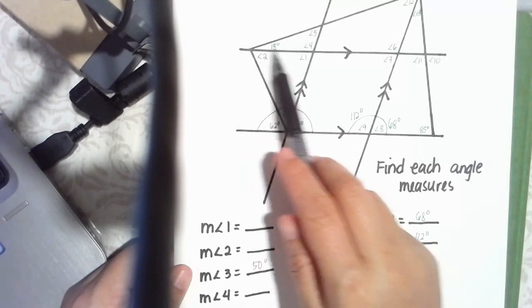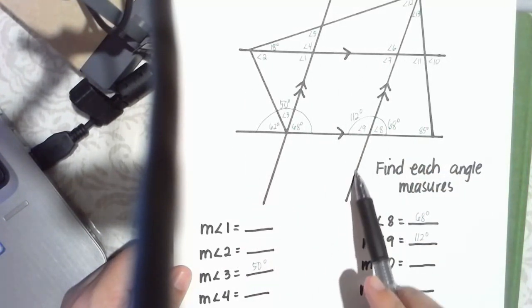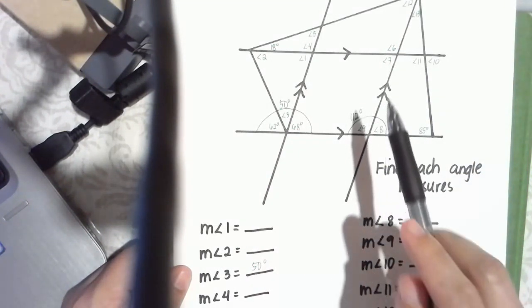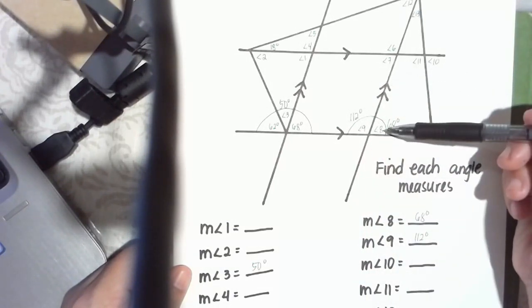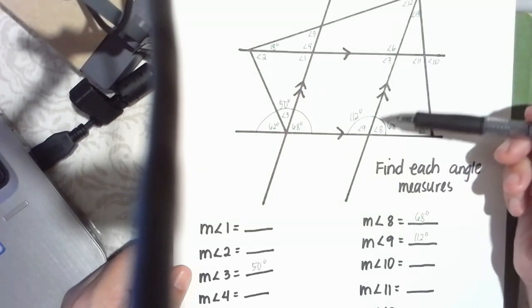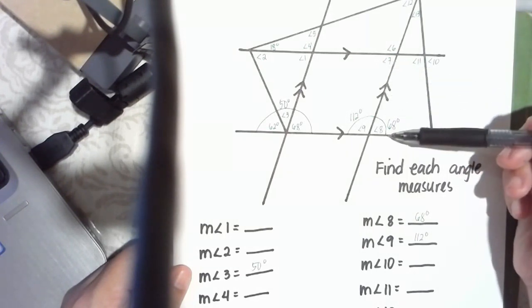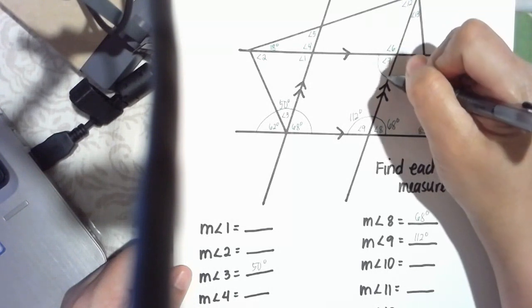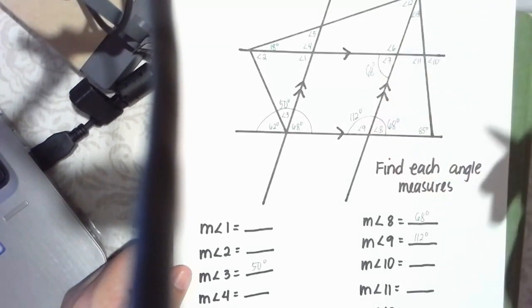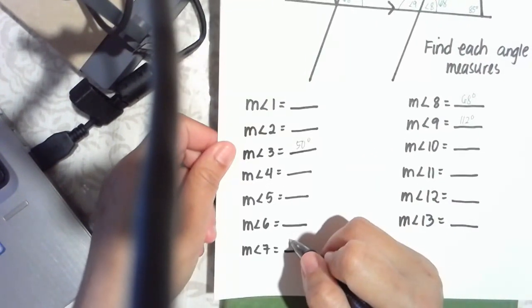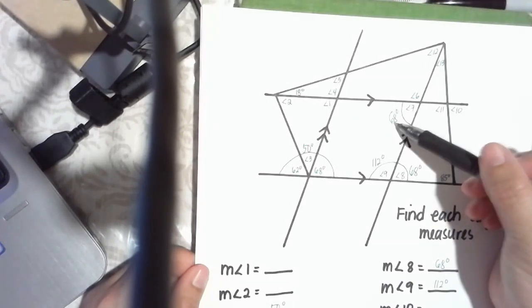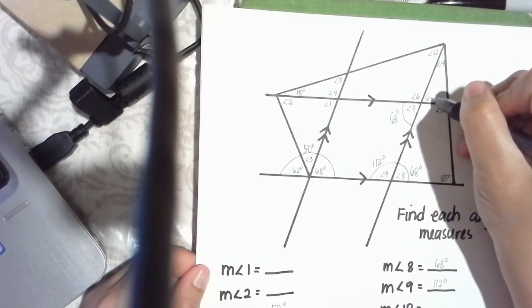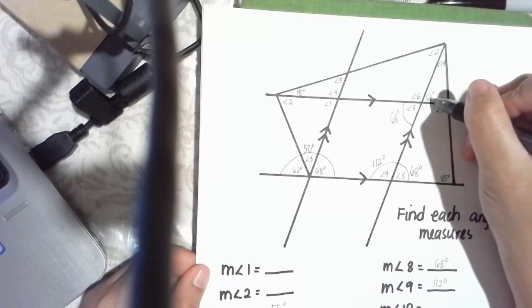Now, using these parallel lines and using this as your transversal line, we can say that angle 8 and angle 7 are alternate interior angles, which are equal to each other, which means that angle 7 is also 68 degrees. And I'll put it here. Next. So if this is 68, this is also 68 because they are vertical angles.